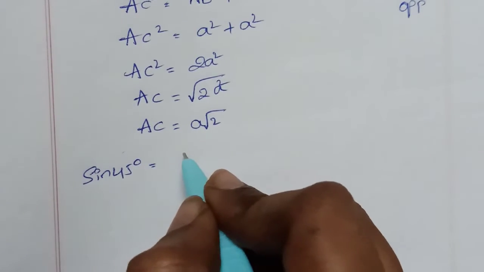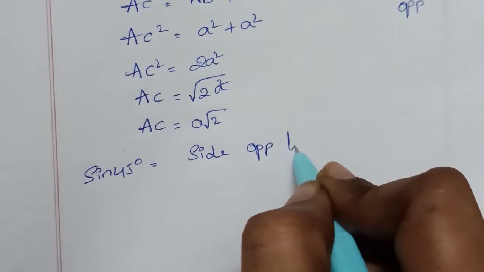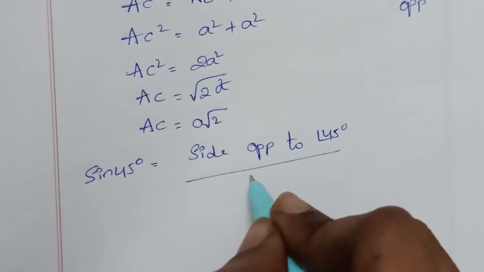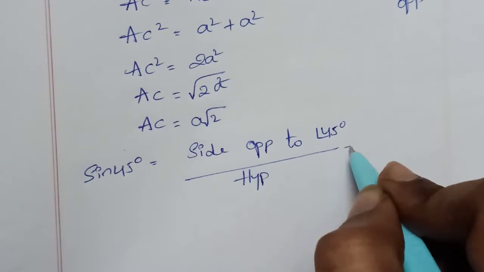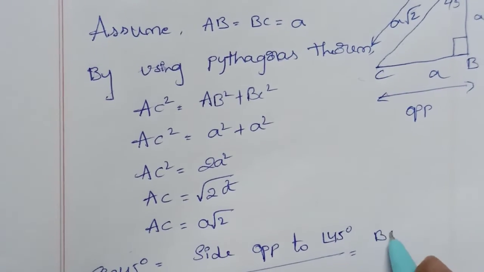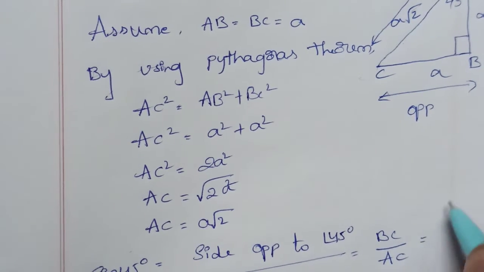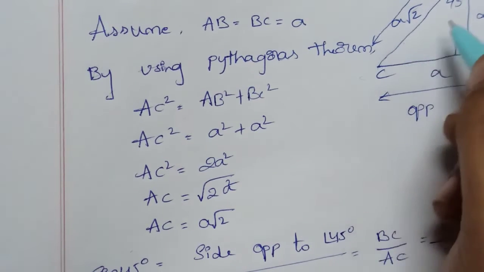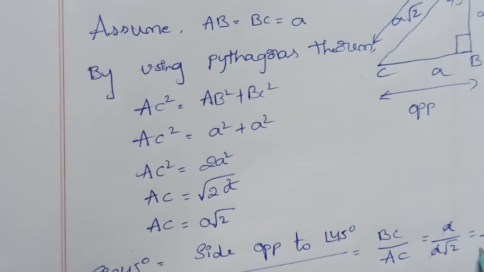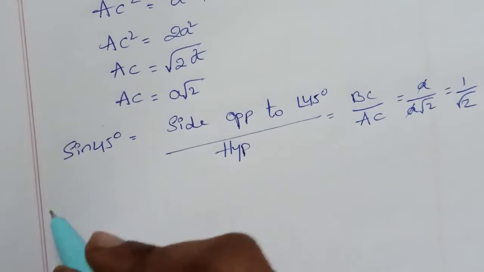Sin 45 degrees is equal to side opposite to angle 45 degrees by hypotenuse. That is equal to, here opposite side is BC, BC by hypotenuse is AC. That is equal to BC length is A and AC length is A root 2. A will get cancelled. So 1 by root 2. Sin 45 degrees is equal to 1 by root 2.